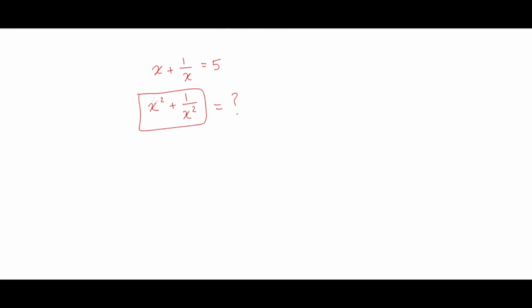All right, so let me show you what to do step by step. So the first thing you want to do is you want to square both sides of this equation right over here. So let's square both sides. Let's take this and just square both sides. So that would be x plus 1 over x squared equals 5 squared, and 5 squared is just equal to 25. So we can expand this left side right over here by using the algebraic identity.